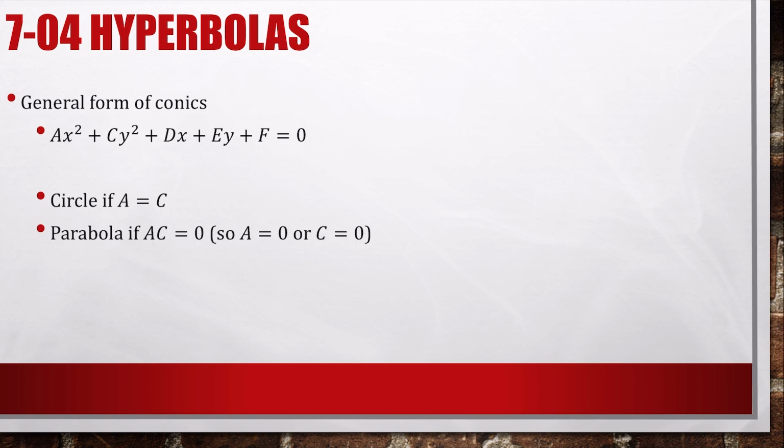A parabola if a times c equals 0. Therefore, either the a or the c is 0, and we have only one thing that's squared. It's an ellipse if a times c is greater than 0, and it's a hyperbola if a times c is less than 0. That means either the a or the c would be negative, and we have the subtraction for the hyperbola.